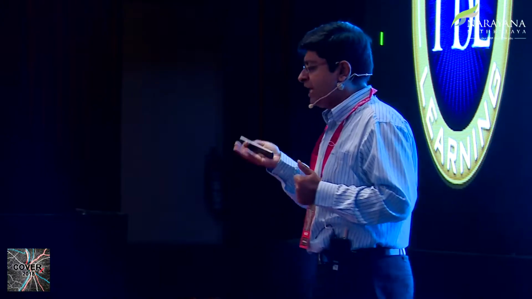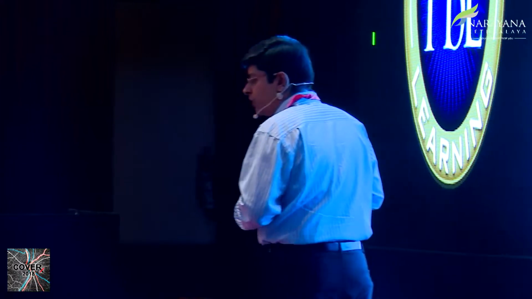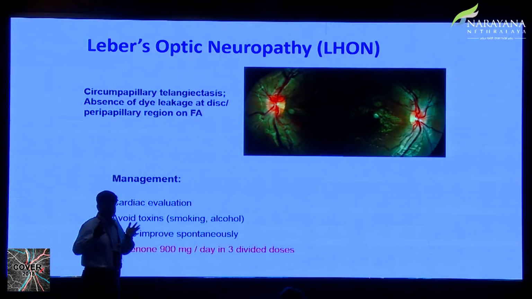The management is, of course, to avoid toxins, that is smoking and alcohol, the most important thing. It's known that many carry the Leber's gene, but all don't get affected. So it's possibly an insult, a stressful event that triggers the LHON. So it could be smoking, alcohol, stress that we all are facing all the time. It's easy to ask them to avoid it, but difficult to do. So the important thing is to avoid anything that can stress the optic nerve.